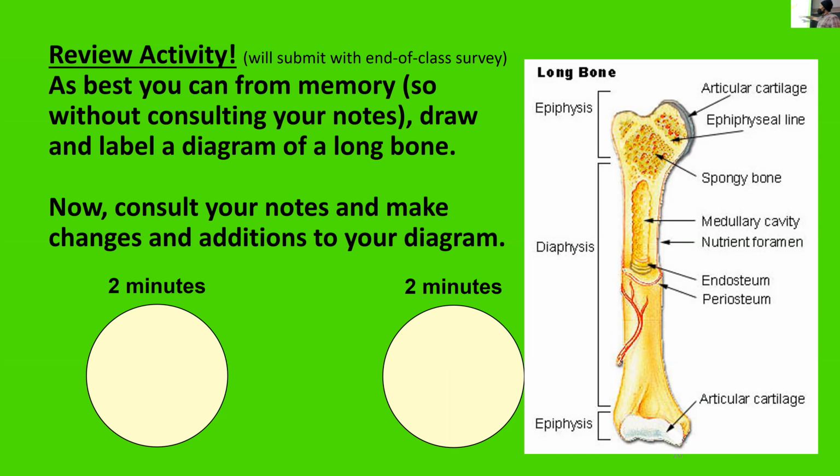Your diagram should include, importantly, the epiphyses. So there's a distal epiphysis, and this is the end of the bone that kind of bulges out a bit, right? And the proximal epiphysis, which is the bulge on the closer end to the body. Then you have the shaft of the bone, which is called the diaphysis.